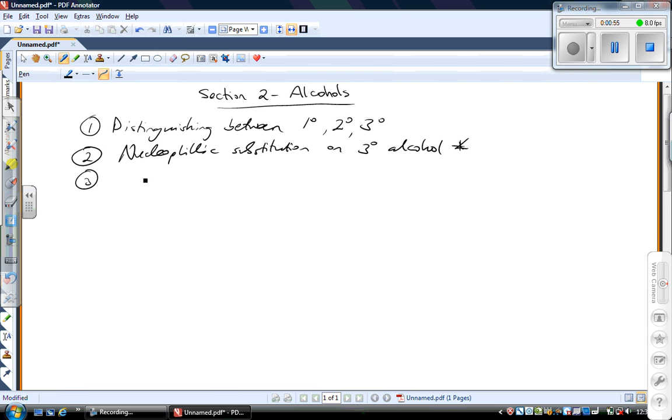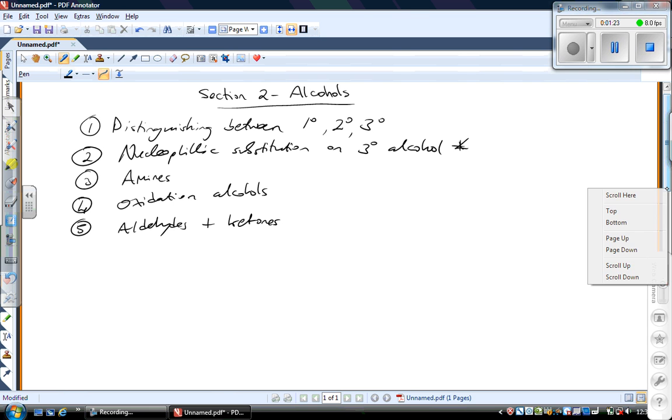The third thing we look at, we'll do a little section on amines, just as an aside. And the fourth thing I'll look at will be oxidation of alcohols. And from oxidation of alcohols, then we can have a short discussion on distinguishing between aldehydes and ketones. So we're just covering the section on the level 2, level 3 poster where we talk about primary, secondary, and tertiary alcohols, and then some of the reactions of those alcohols.